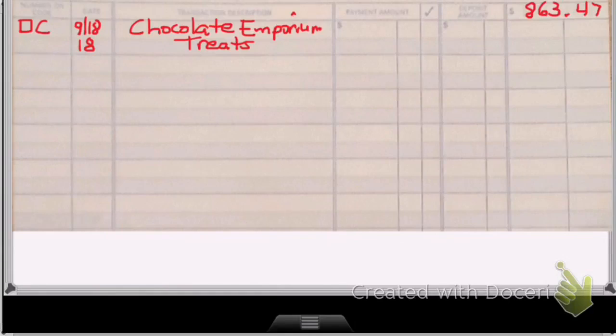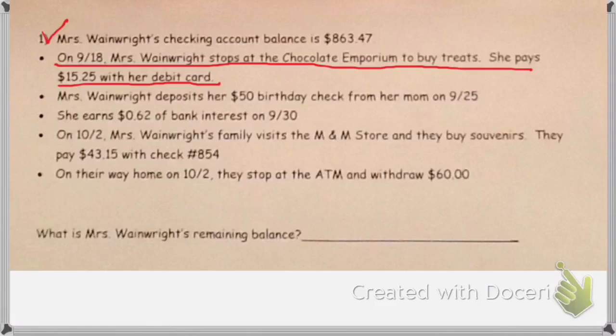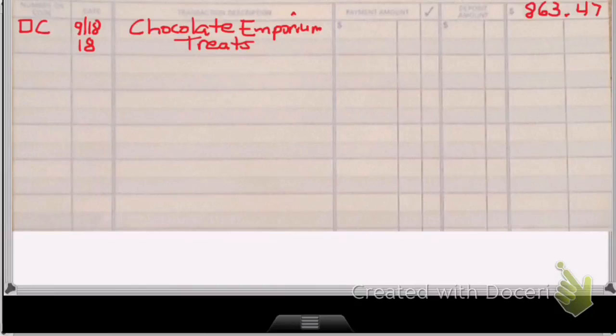So I'm going to go to this section right over here, put an arrow to it, which is the payment amount, or the withdrawal section, and I'll write my amount in that section. So I see that I paid $15.25 on my debit card. Therefore, I will write the $15, which goes to the left of this gray line over here, and the change goes to the right, 25. They put that line there so that you do not have to put decimals in. So my payment for my debit card was $15.25.